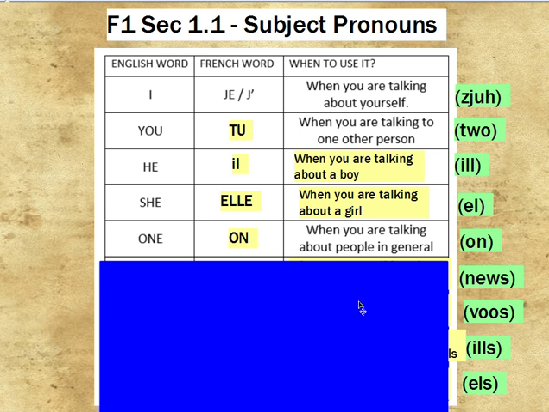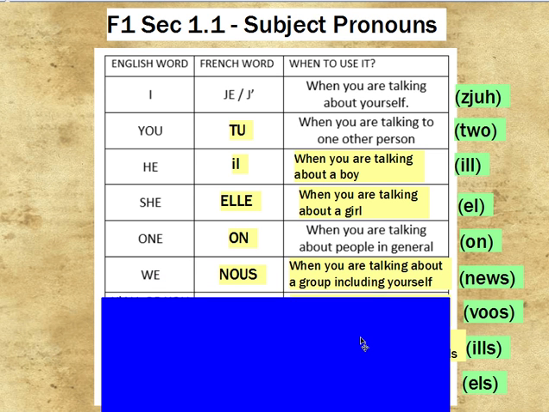Now this is one that's a little bit different than the English language. The word on. Now we're not talking about one like one item, but kind of like the general one, the royal we, so to speak. It's the idea of when you're talking about people in general, such as one must watch their video notes if one wants to earn full credit in French class. So it's kind of a weird thing because we don't use it very often in the English language, but you're using it when you are talking about people in general. It basically means one, or it can also mean we.